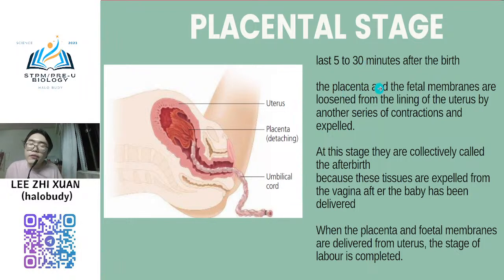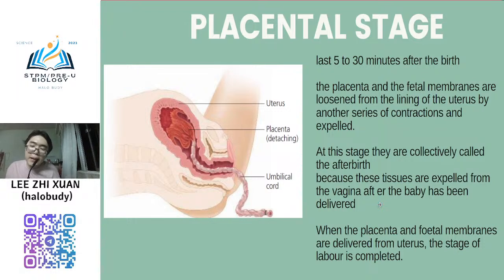And then the placenta and your fetal membrane are loosened from the lining of the uterus by another series of contractions and expelled. So the uterus will start to contract again to release all the placenta and also the umbilical cord from the uterus, from the vagina, sorry. At this stage, they are collectively called afterbirth because all the tissues are expelled from the vagina after the baby has been delivered.